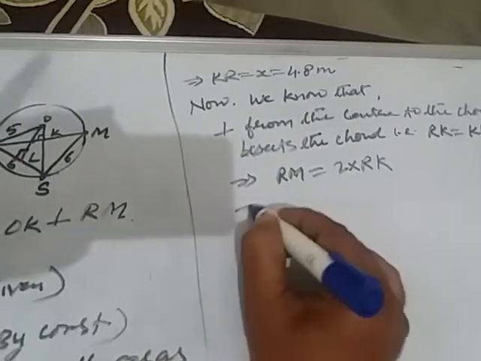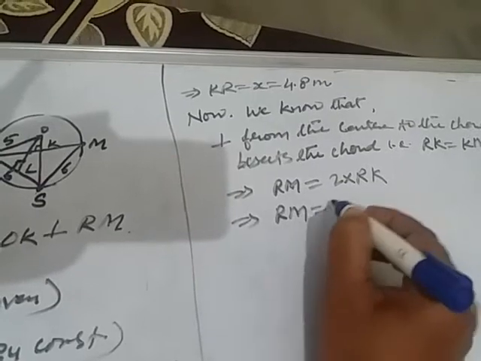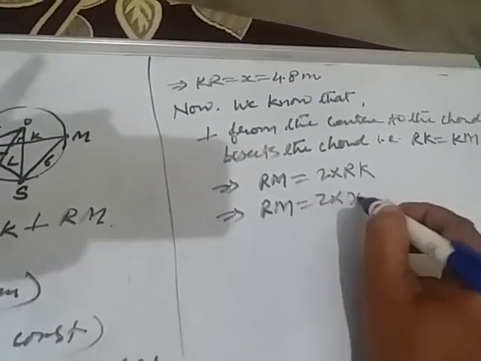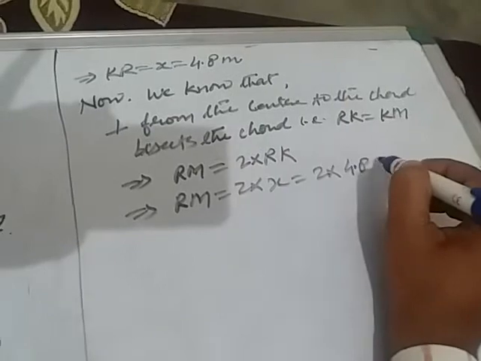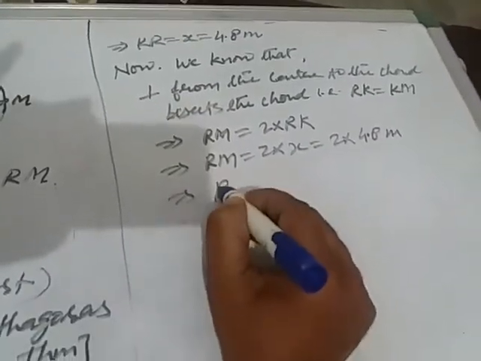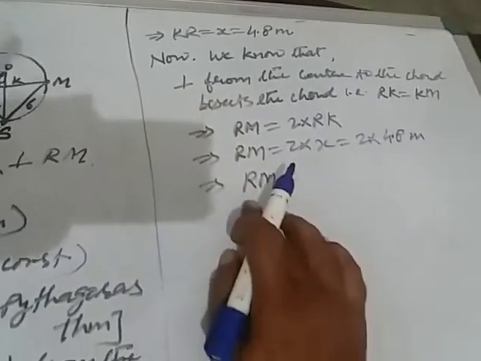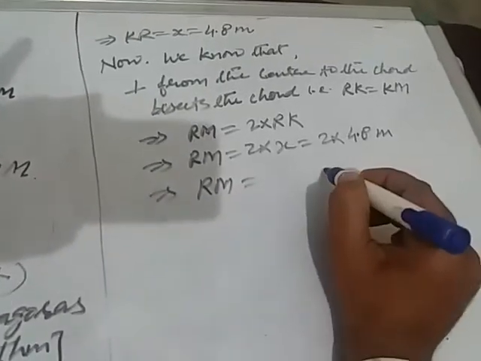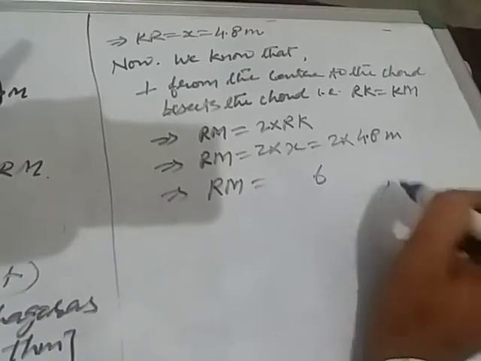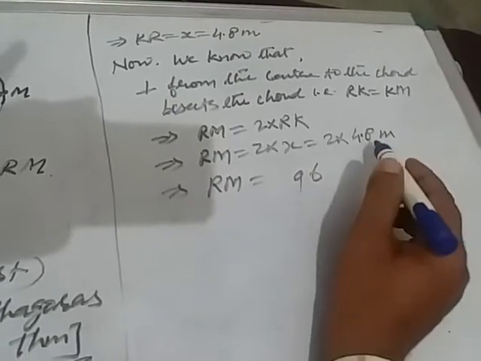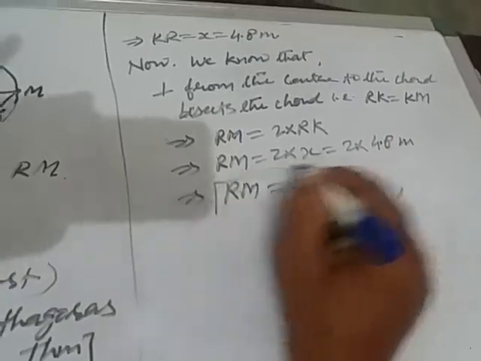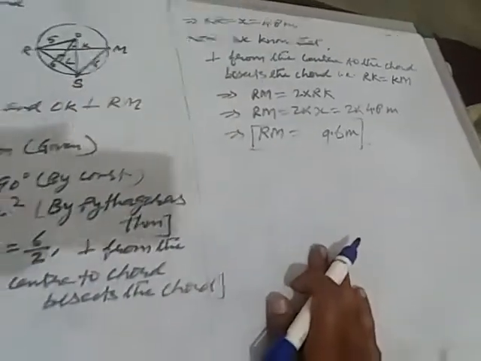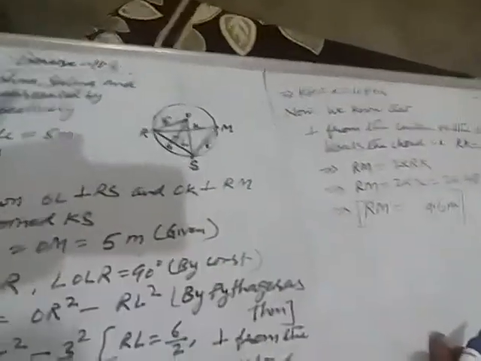Clear, children? Now put the values, RM equal to 2 into RK equal to X. Equal to 2 into, what is your X? X is found out to be 4.8 meter. This implies that RM, the distance between Resma and Mandeep, equal to 2 into 4.8, that is 9.6 meter. Clear? So we have found out the distance between Resma and Mandeep.